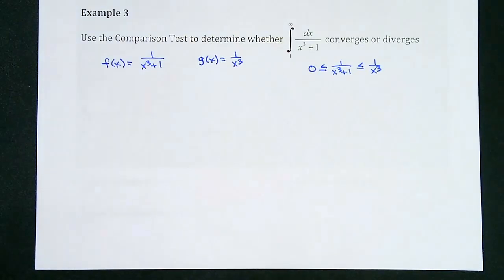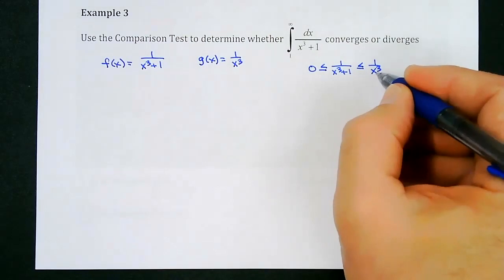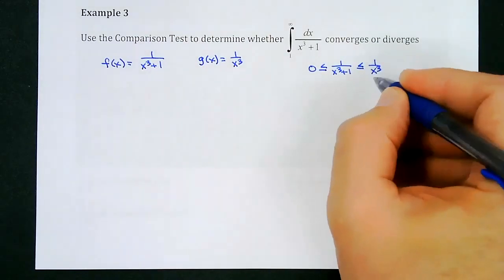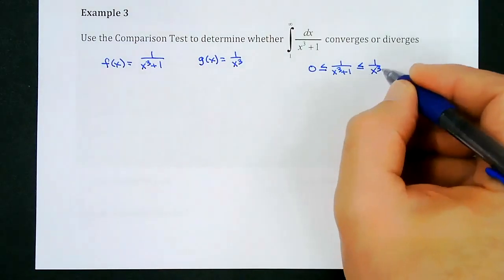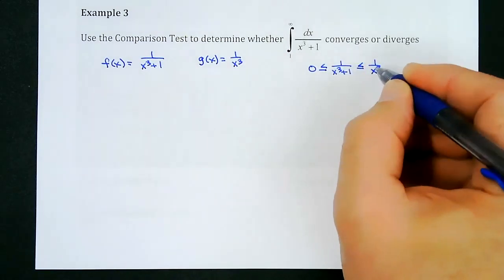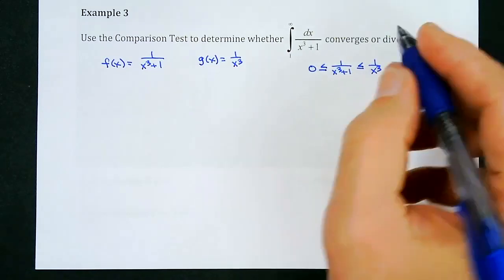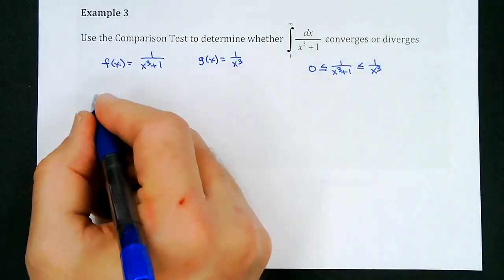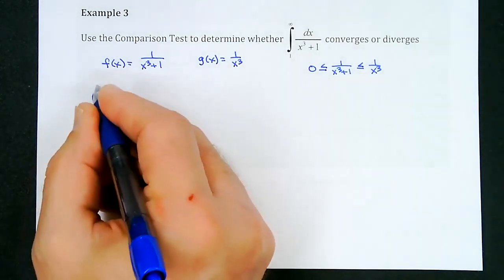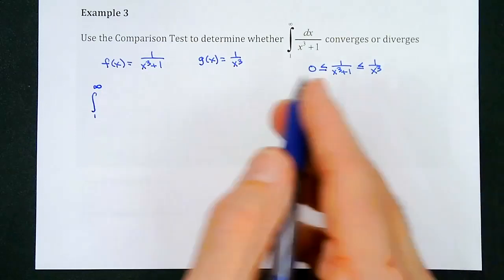What I want to do is show that this one converges. If I can do an integral and get a value out of this, then we would know that this one converges. And because this one is always smaller than that one, it also converges. That's basically the comparison test. So we want to integrate from 1 to infinity of 1 over x cubed dx.